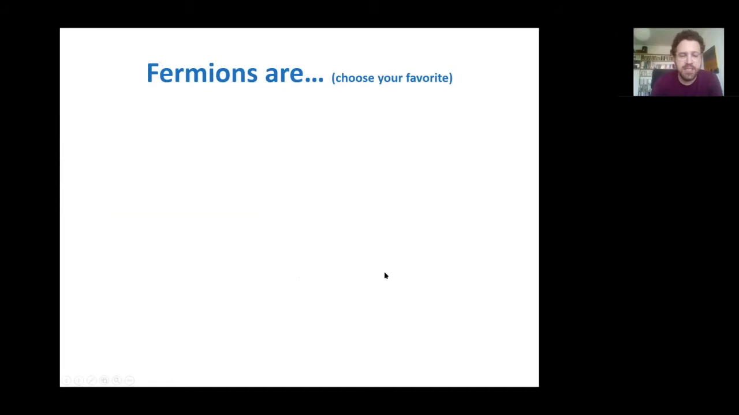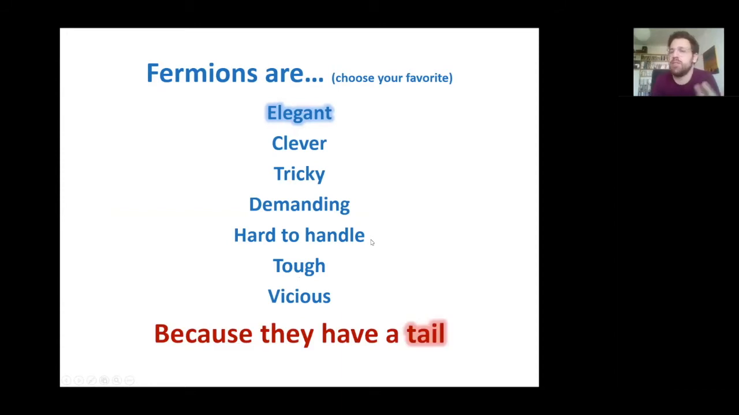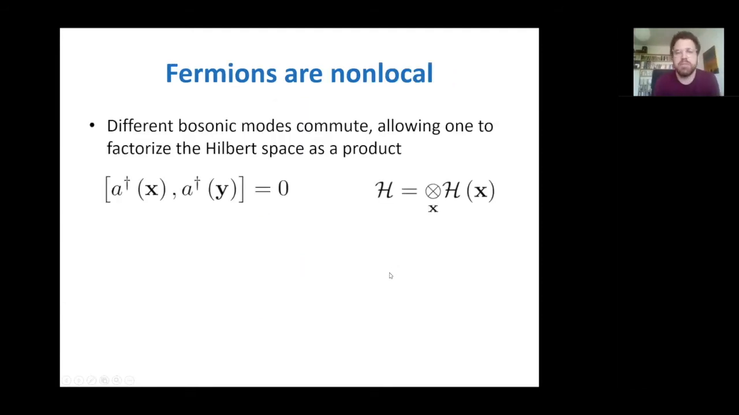So basically, fermions sometimes tend to be intimidating for people. I see them as elegant, and there are many possible words that people can use to describe fermions, depending on, I'm sure you all have your favorite approach, how much you hate or like dealing with Fock spaces. But all these special features, in some sense, have to do with the non-locality of the fermions, or the tail that they have. So what am I talking about? Fermions are non-local. In what sense?